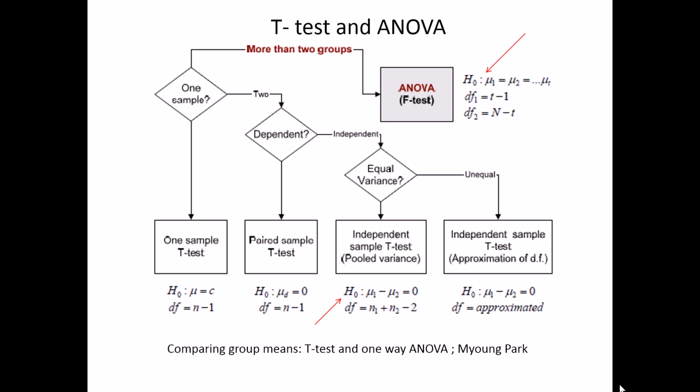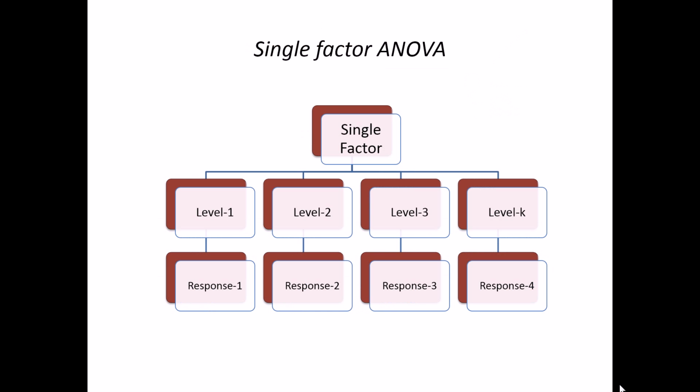Now coming to what is ANOVA. Analysis of variance, often abbreviated with the acronym ANOVA, is a statistical method used to compare the means of more than two groups. Single factor ANOVA. Single factor ANOVA is the simplest type of ANOVA. It consists of a single factor with multiple levels and each level has its own response.